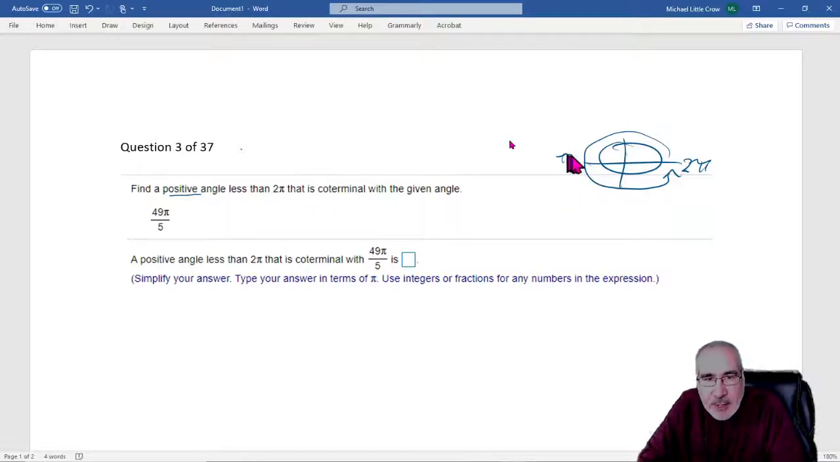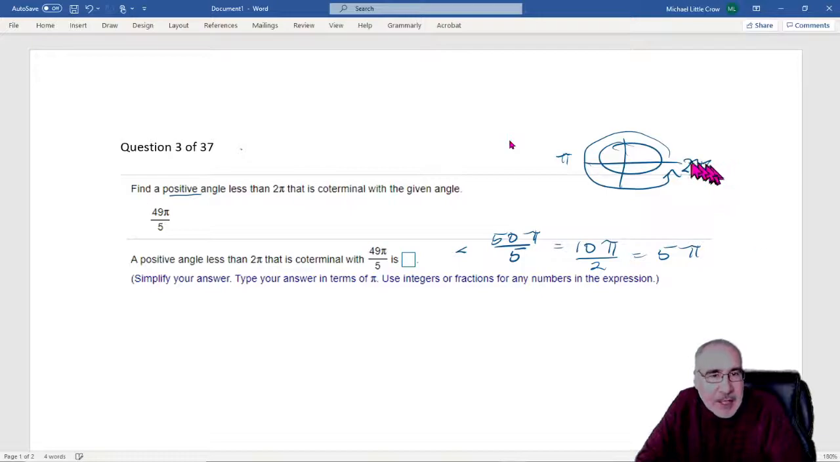So let's think of how we could figure this one out. Well, I look at 49 pi over 5, and I'm looking for factors of 5. 50 pi over 5 would reduce nicely, so I know it's going to be less than 50 pi over 5. So how many times around the circle is 50 pi over 5? Well, 50 divided by 5 is 10 pi. It takes 2 pi to get one trip around, so if I divide this by 2, I've gone around the circle 5 times.